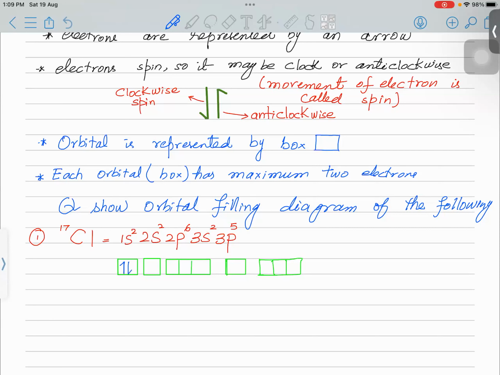1s2, then 2s2. Now, fill like this. Electron fill singly before being paired. Then 3s2, then 3p5. This is called orbital filling diagram. Are you getting my point or not?